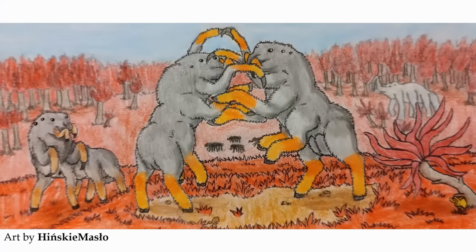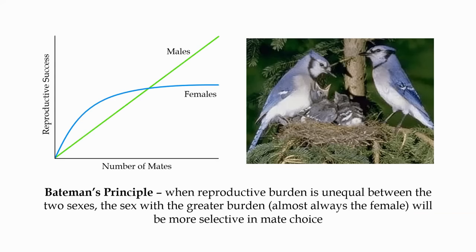This advantage will also be strengthened by their breeding system. All species that have a distinction between male and female sexes will have to contend with, say it with me now, Bateman's principle, which states that males gain a greater benefit from having multiple mates than females do.